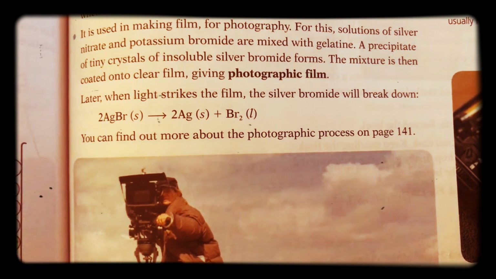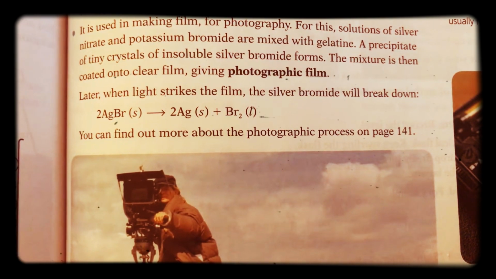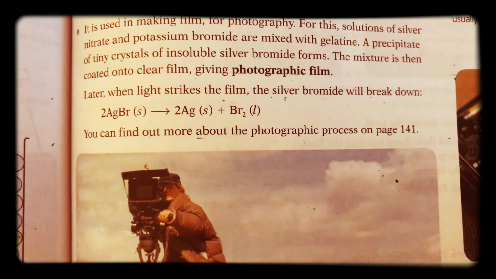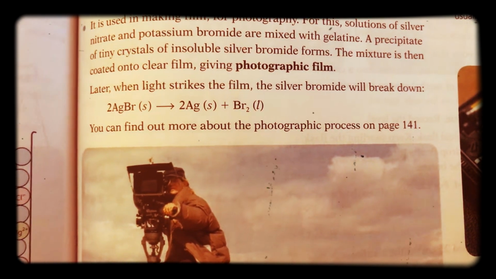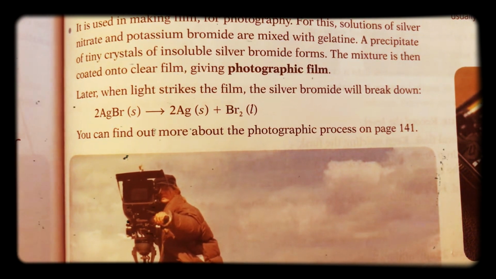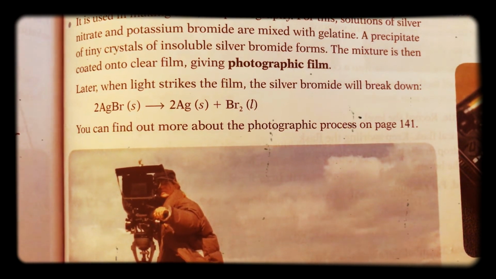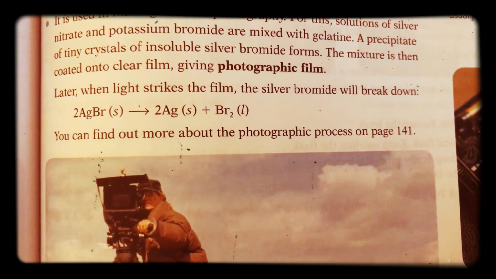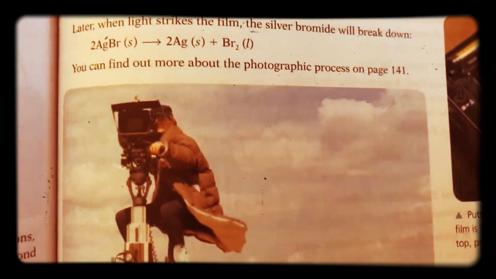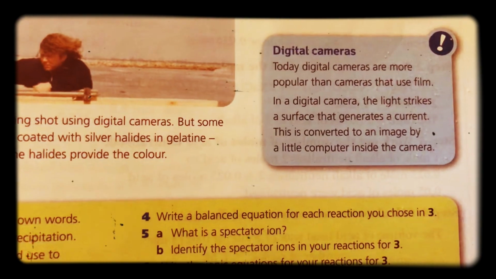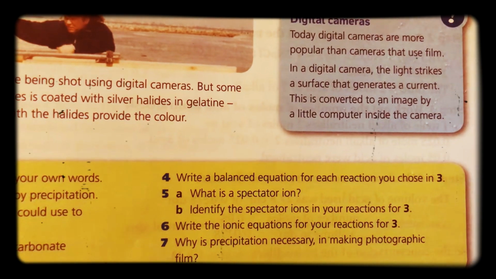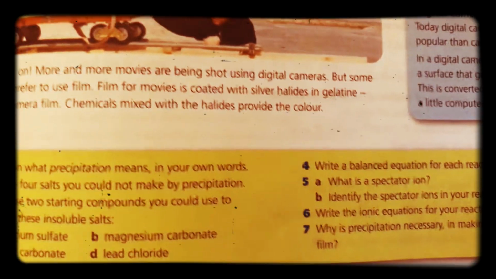And silver ions are a curiously behaving ion. When light strikes silver in the presence of bromide ions, the silver bromide can actually break down and it forms a solid, a silver atom, or a couple of silver atoms, and bromine liquid as well. The bromine just evaporates off. Today we've got digital cameras that are more popular, but the light strikes a surface that generates a current, and this converts to an image by a little computer inside the camera.